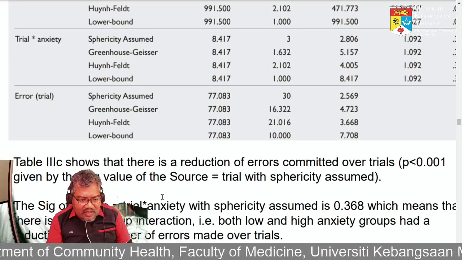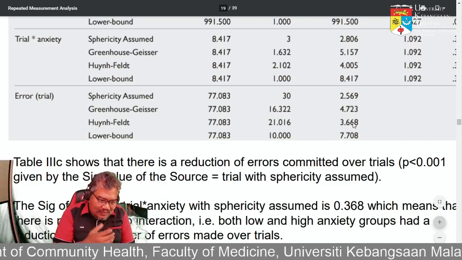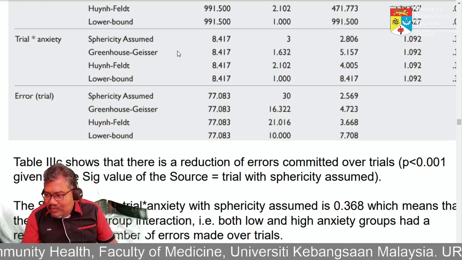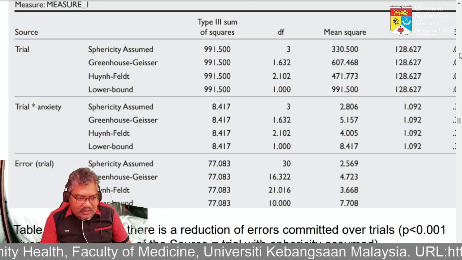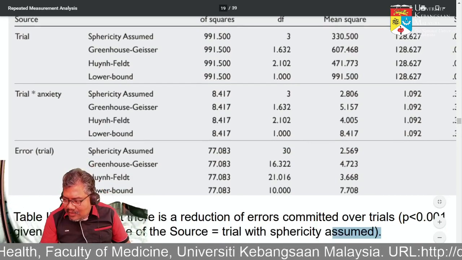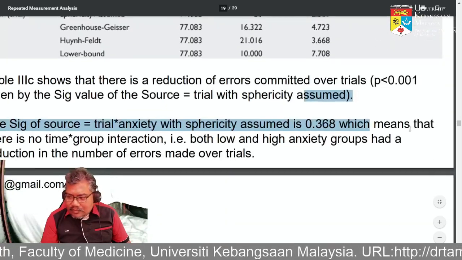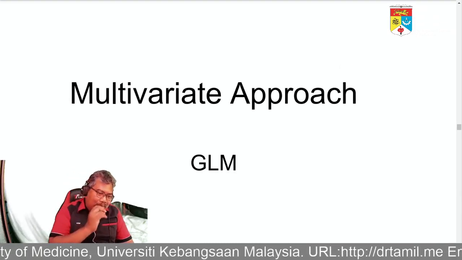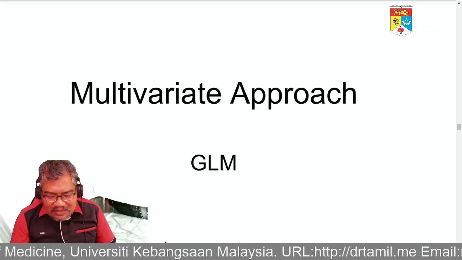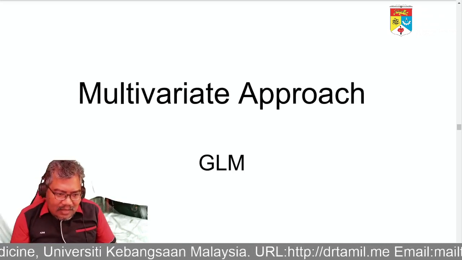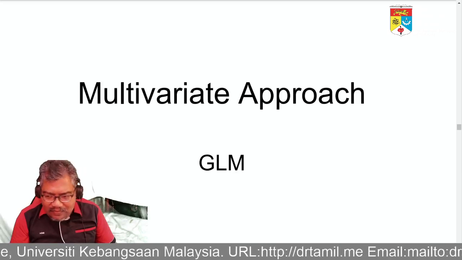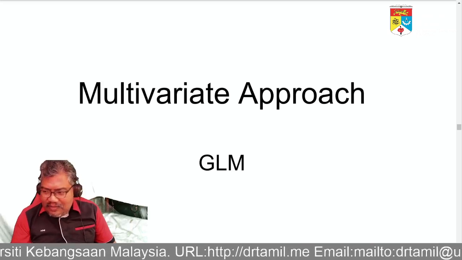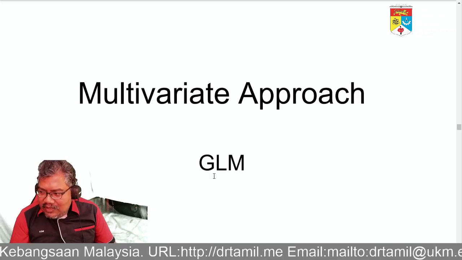So that is the univariate approach. The univariate approach is only valid if sphericity assumed is larger than 0.05. Then you take the first line, which is sphericity assumed, and you get the p-value is significant. Yes, there's a change over time. The other approach is applied if the sphericity assumed concept is not valid, where you get a p-value less than 0.05, or there is no p-value. For that, we will use the multivariate approach.